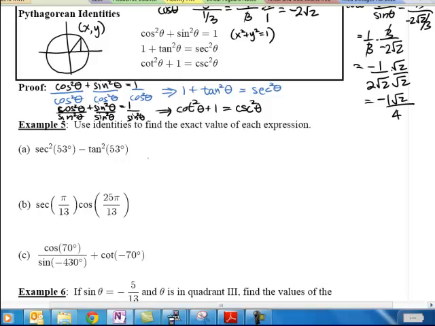Alright, so then here are just a few examples using those identities. You can see here the first one involves a secant squared and a tangent squared with the same input, right? So what we can do is notice that from above, if we rearrange, we could have secant squared theta minus tangent squared theta equals 1. So it doesn't matter what theta is. This is true for all inputs. So even if the input is 53 degrees, we don't care. But secant squared of anything minus tangent squared of that same thing is 1. So this is 1.